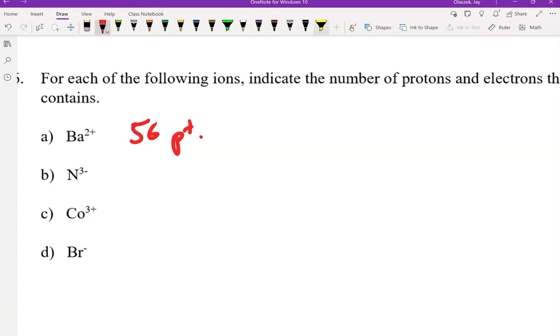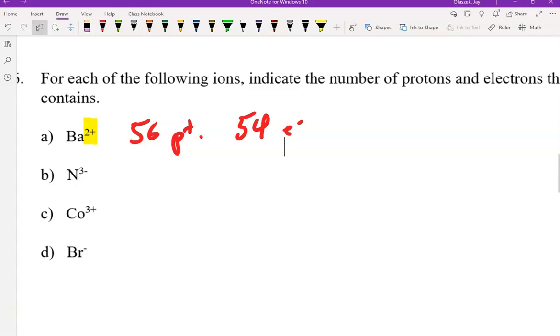It tells us that it has a charge of 2+. That means somewhere along the way it has lost 2 electrons. If it was an uncharged atom, the number of protons and electrons would be equal, and therefore it would have 56 electrons. But it has lost 2 because it has a net charge of +2. That means it has 2 more protons than electrons. So it has to have lost 2 of its electrons. We'll call that 54.